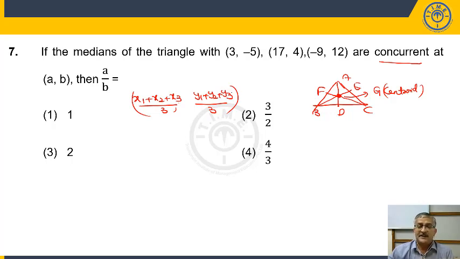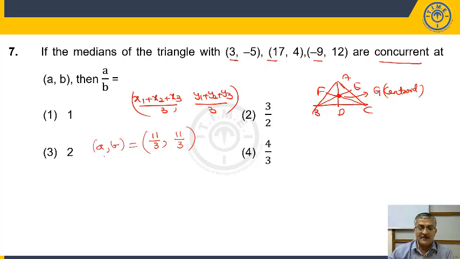So here, what is x1? 3 plus 17 minus 9. 3 plus 17 is 20. 20 minus 9 is 11. So 11 by 3. y1 plus y2 plus y3: minus 5 plus 1 is minus 1, plus 12, it is again 11 by 3. So this is the centroid coordinates.